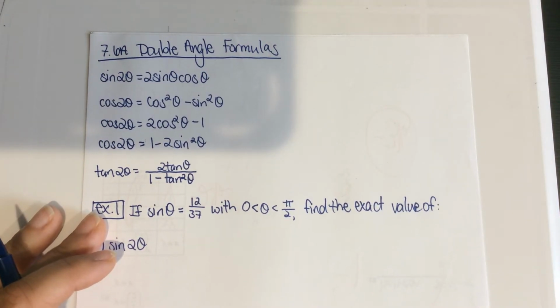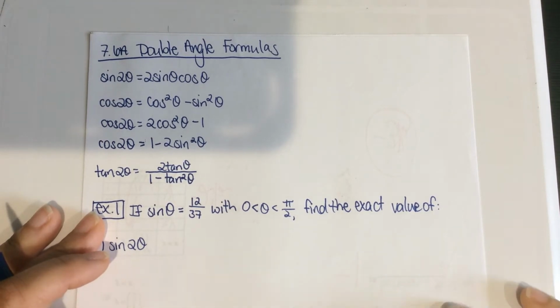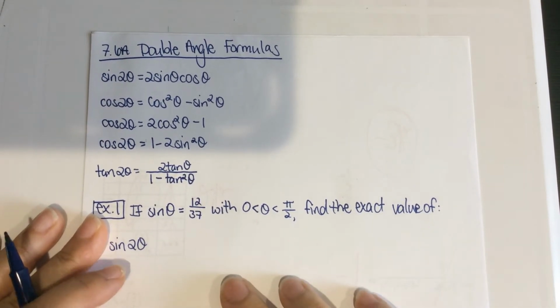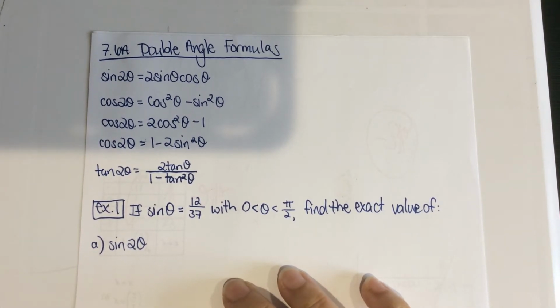All right, 7.6a. So again, this is the last section of the chapter before we have an assessment in about a week and a half. Double angle formulas. So pause me and write all of this stuff down.